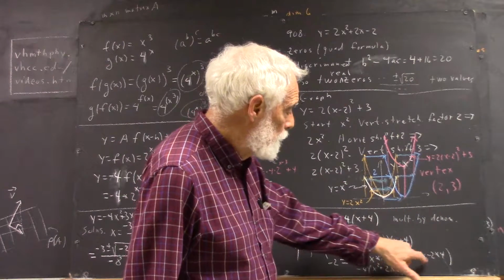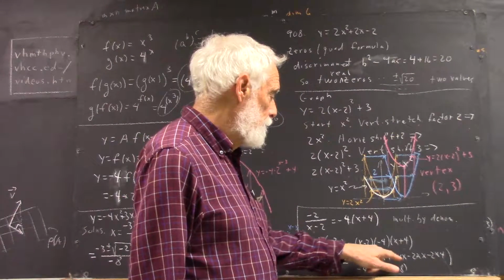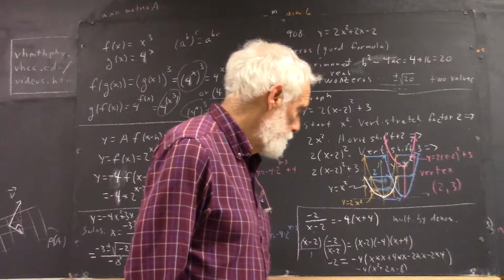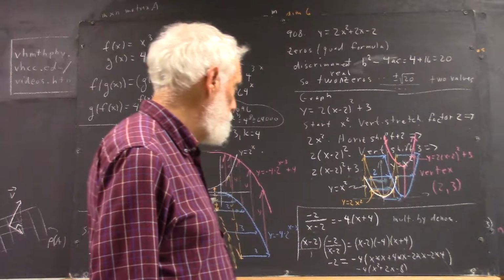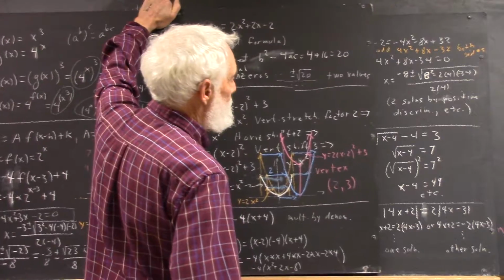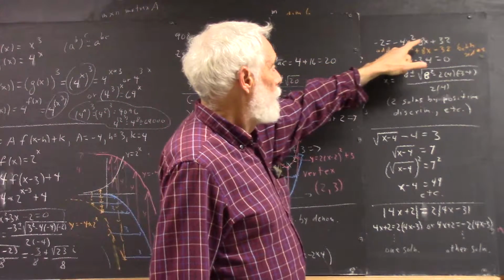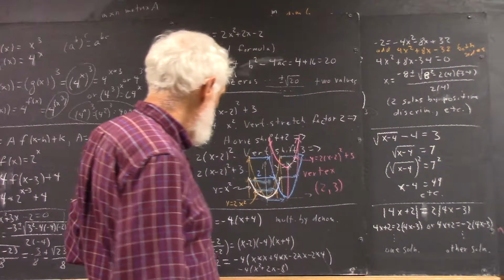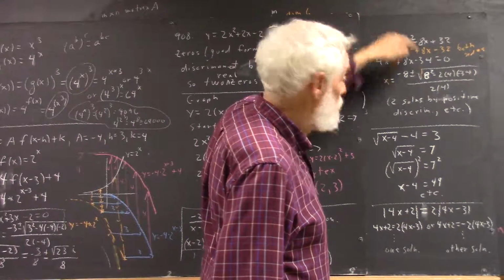So you're going to get these terms here, and this is going to give you x squared, this and this together give you 2x, and here we have negative 8. So we have negative 4 times x squared plus 2x minus 8, and that multiplies out to give us negative 4x squared minus 8x plus 32. So we have our negative 2 equal to this.